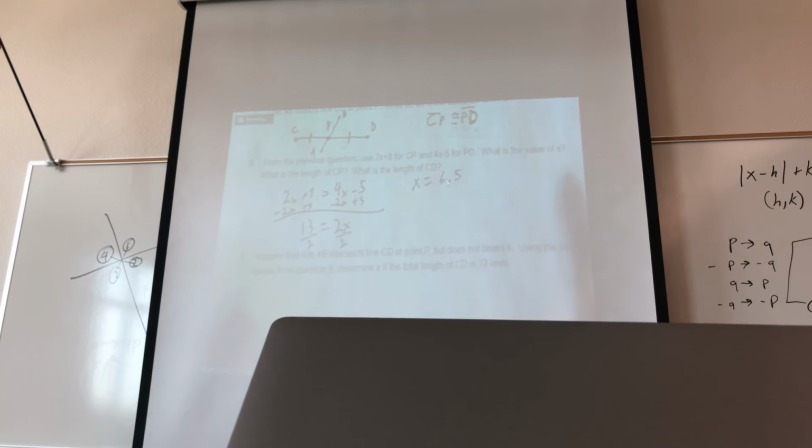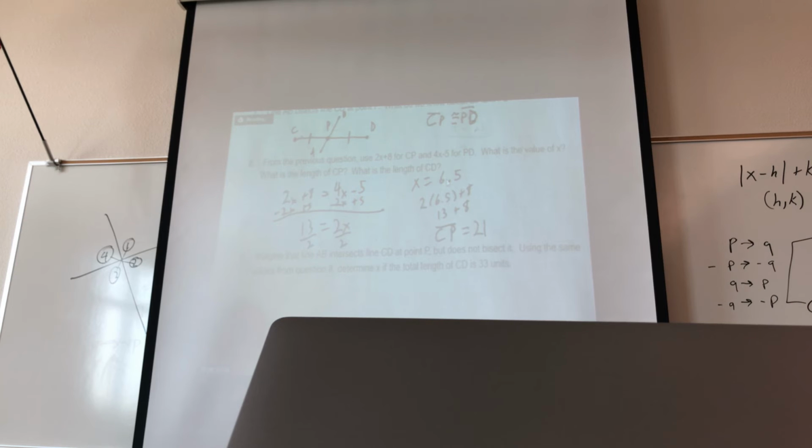So that's the first part. What is the value of x? X is 6.5. What is the length of CP? Well, CP is 2x plus 8. So 2 times 6.5 plus 8 is the same thing as 13 plus 8, which means CP as a line segment is 21 units long.